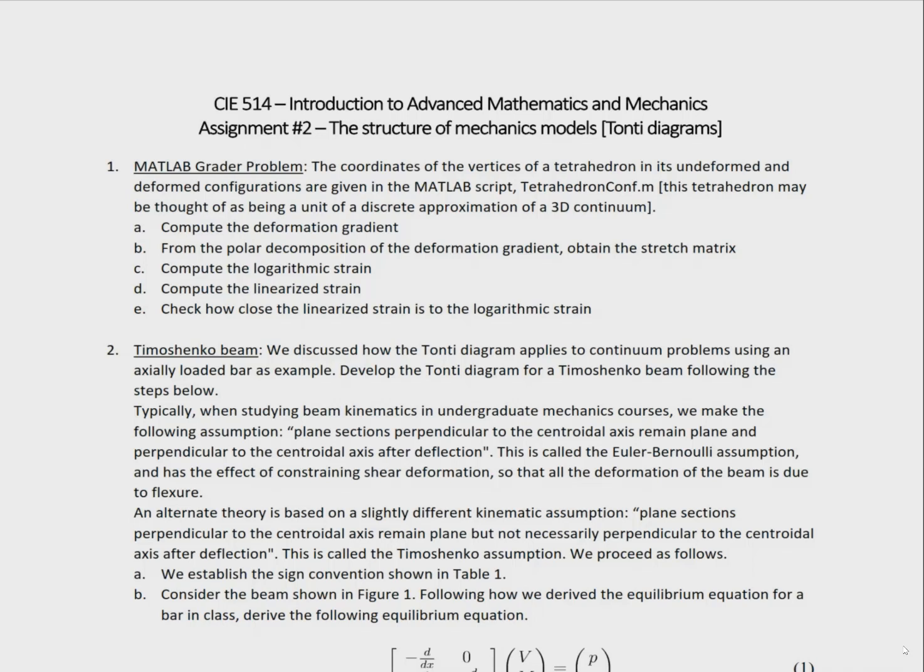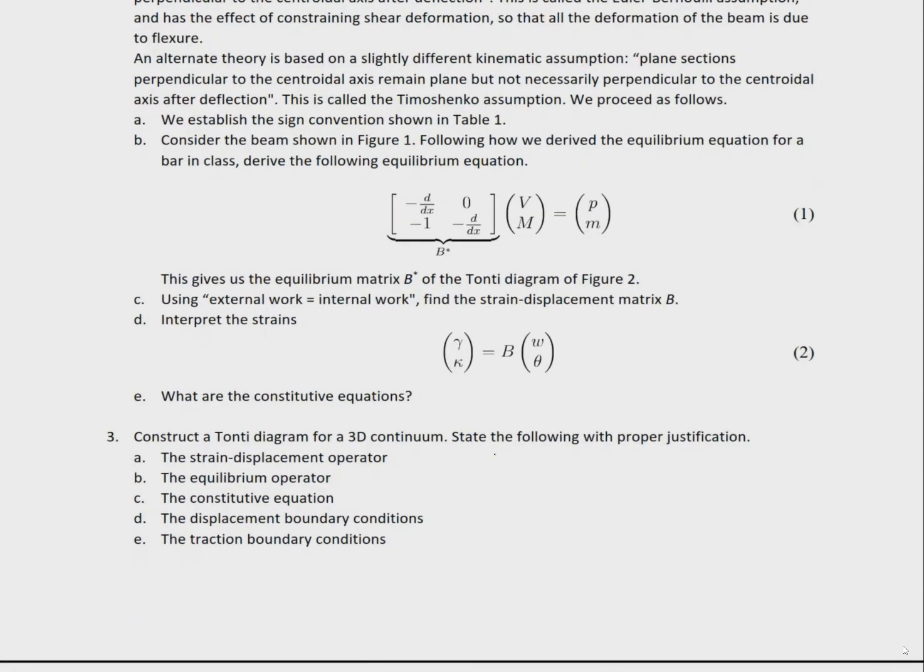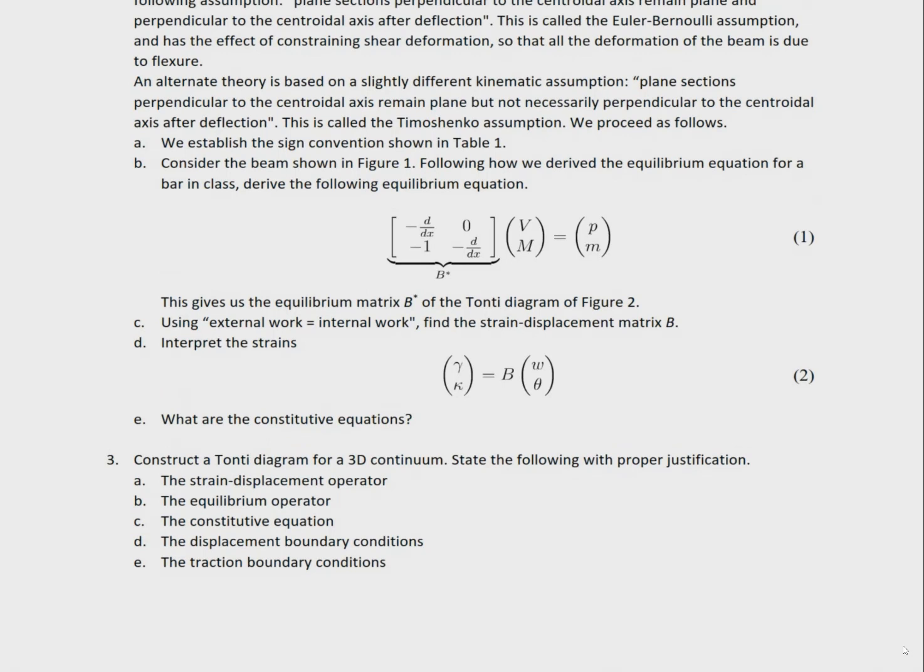And there will be two continuum systems that the videos and the exercises will cover, namely a one-dimensional axially loaded bar and a two-dimensional continuum. What this assignment asks you to do is, in part 3, to extend that idea from a 2D continuum to a 3D continuum.